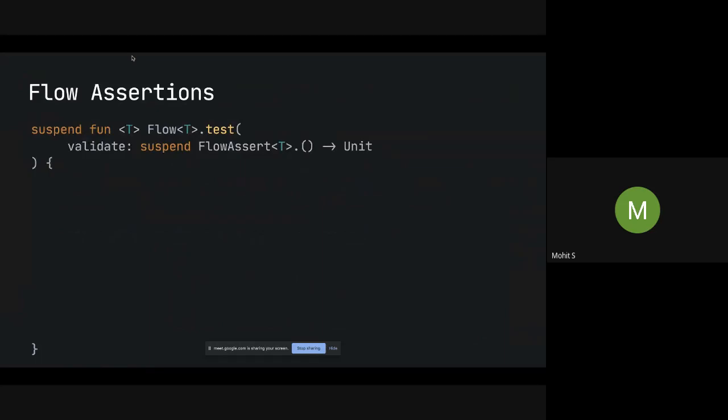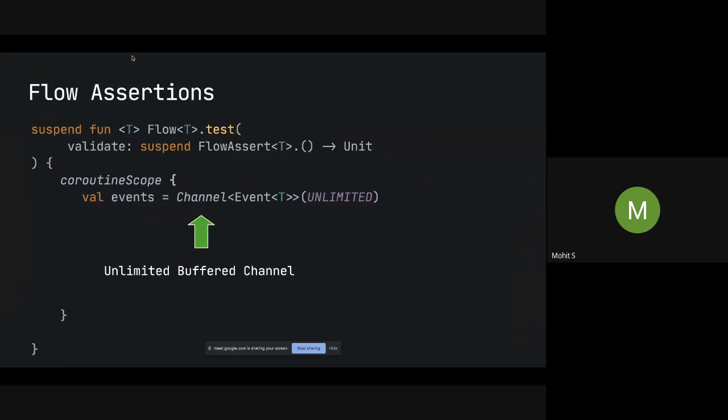That's in the library. There's an extension that they provide on the flow, and it has a parameter which is a lambda block. Inside, it creates a coroutine. This is another way to create a coroutine using coroutine scope; this is called a coroutine scope, the flow coroutine builder. And inside of there, I'm creating a channel with events.